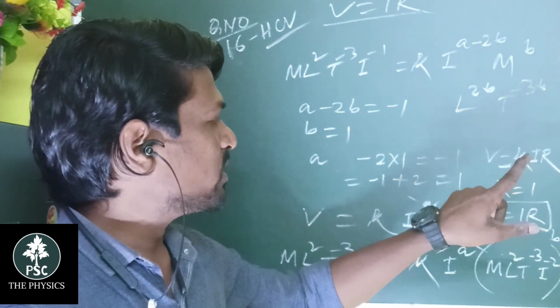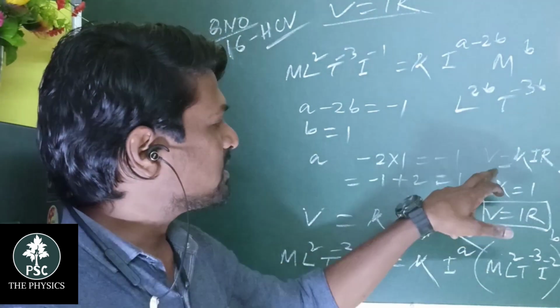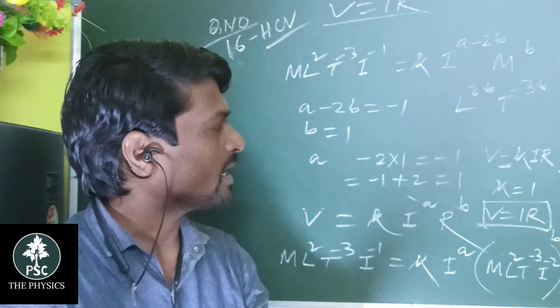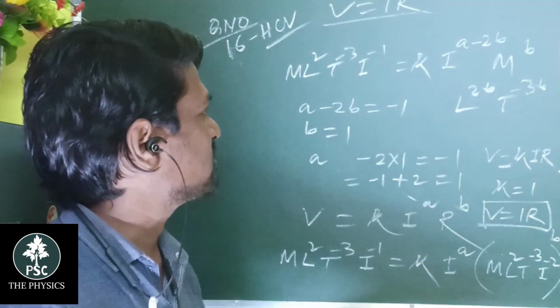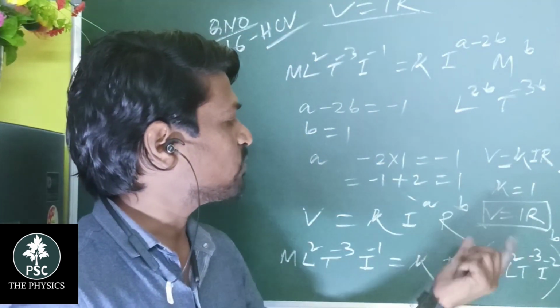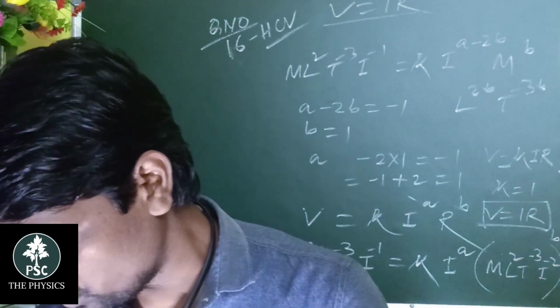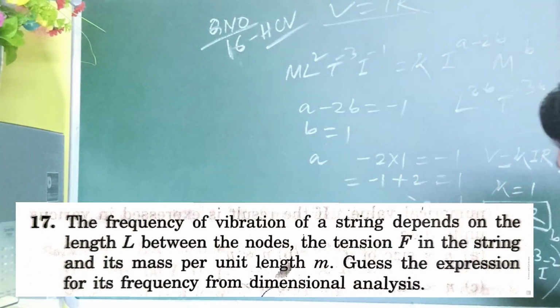So if you write down that particular equation, V equals kappa IR, then you can get full marks for this derivation. Or you can write, if you know that K equals 1, then V equals IR. So this is completed, and next, students, write down the next one, that is 17.